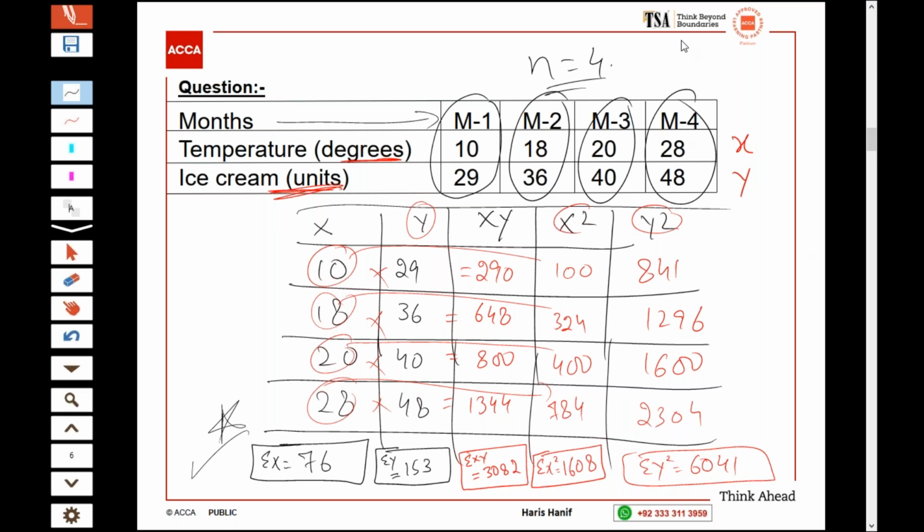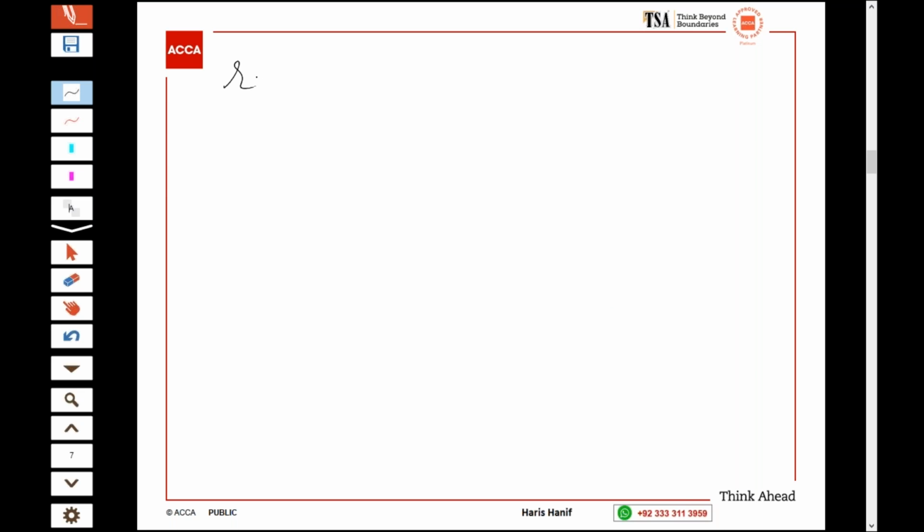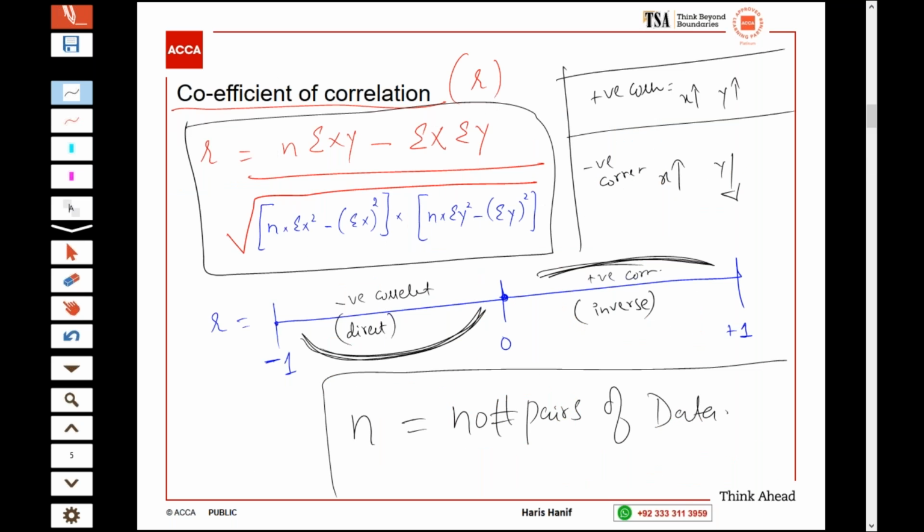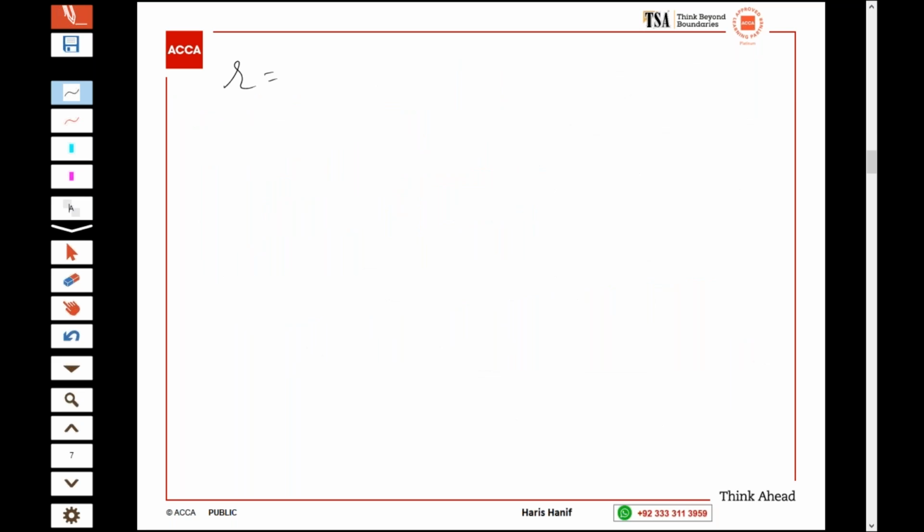Now there is a relationship between temperature and the ice cream units. We all know there is a relationship. But what is the intensity? What is the level of the relation? Strong, weak? This is the calculation determined based on the past data. This is the past analysis. So R is equal to, what was the formula? I think I should write it again for you people.